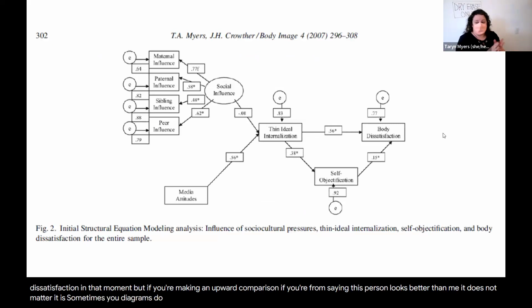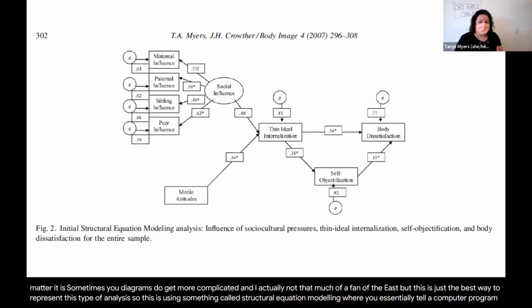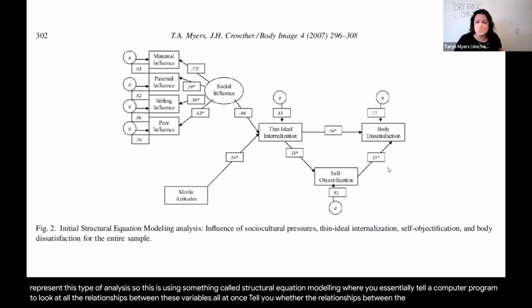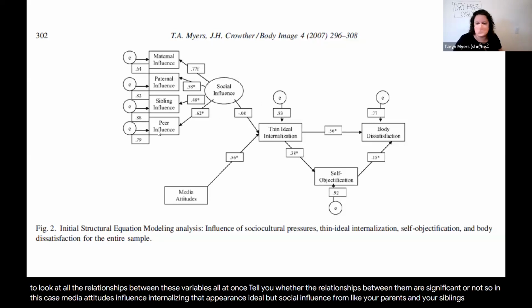Sometimes your diagrams do get more complicated, and I actually am not that much of a fan of these, but this is just the best way to represent this type of analysis. So this is using something called structural equation modeling, where you essentially tell a computer program to look at all the relationships between these variables all at once. And then it'll tell you whether the relationships between them are significant or not. So in this case, media attitudes influenced internalizing that appearance ideal, but social influence from like your parents and your siblings and peers did not.